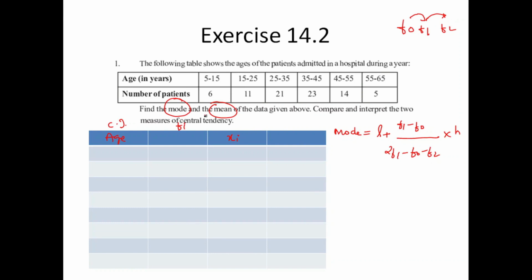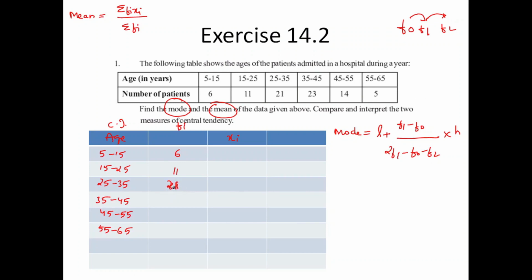Why do we require this? To find the mean. Let me find the mean over here using the direct method: sigma of f of i into x of i divided by sigma of f of i. Let's see how to do this sum. 5 to 15 is given, 15 to 25 is given, 25 to 35 is given, 35 to 45 is given, 45 to 55 is given, 55 to 65 is given. And similarly, the frequencies are also given like this.